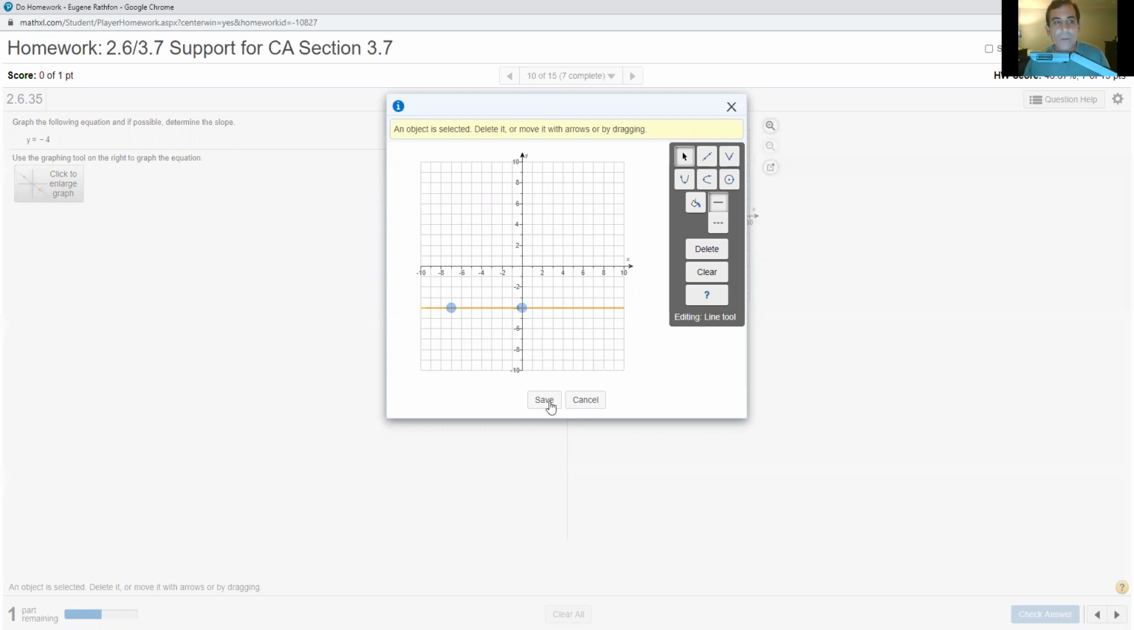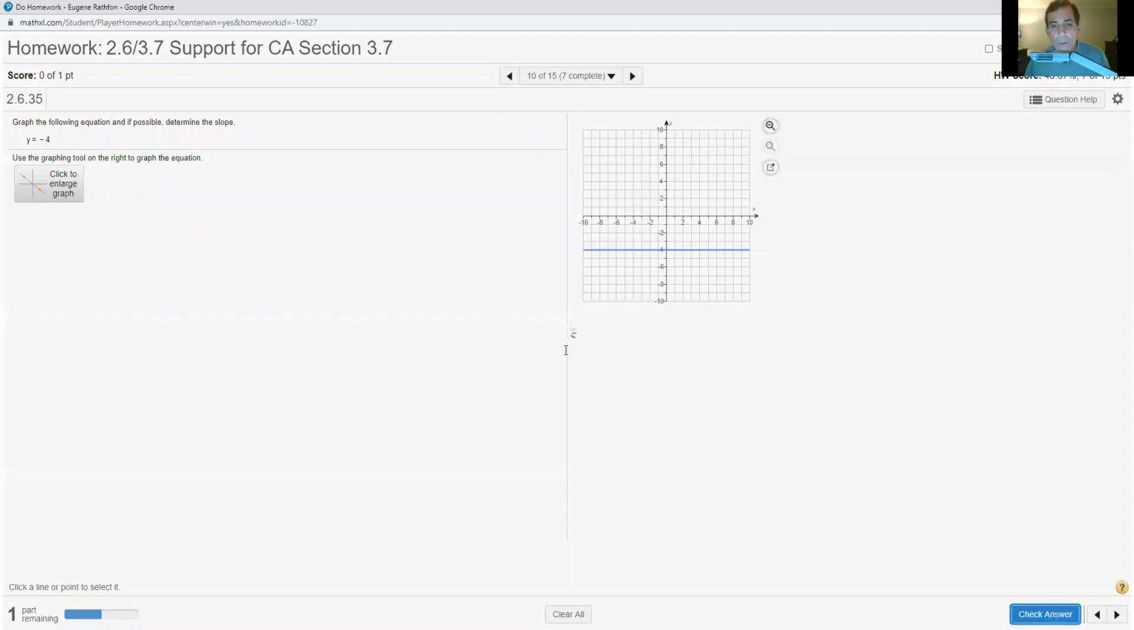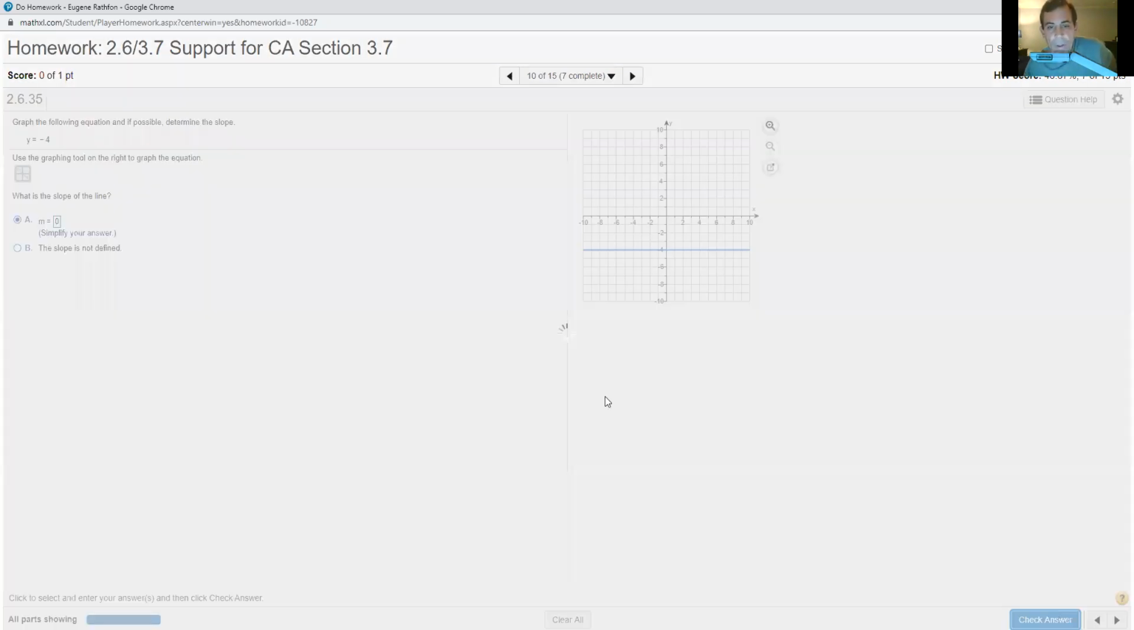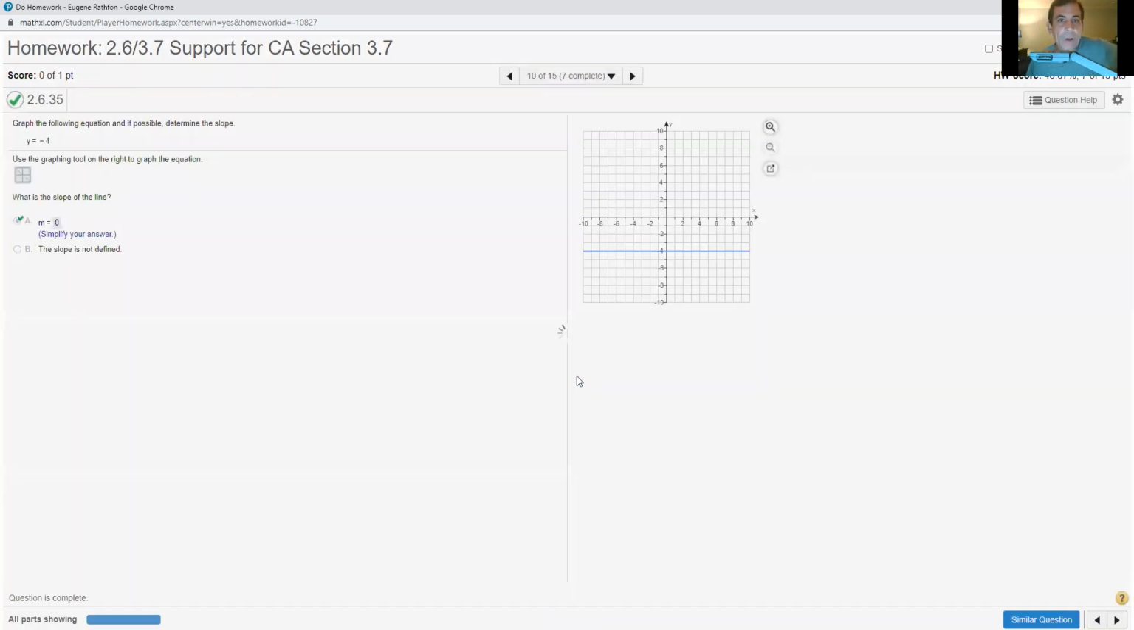Okay? So save that. And they're going to want me to do the slope again because we know what the slope is, right? It's horizontal. So the slope is 0. All right, let's see if they get moving, y'all. They're on number 11 here.